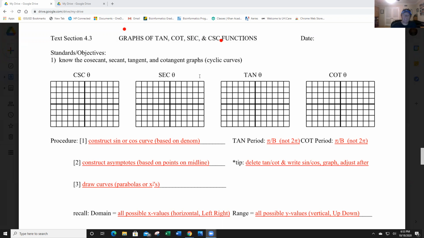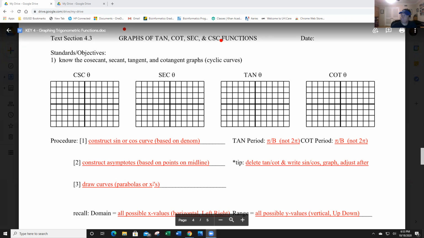It's the graphs of tangent, cosecant, secant, and cotangent. This is not easy to do, okay? So the good thing is it's a little bit of a review of sine and cosine at the beginning, okay?